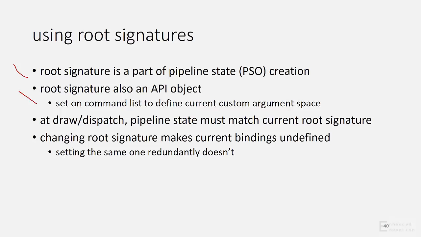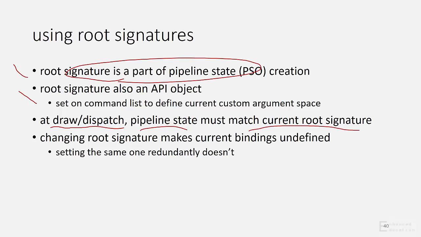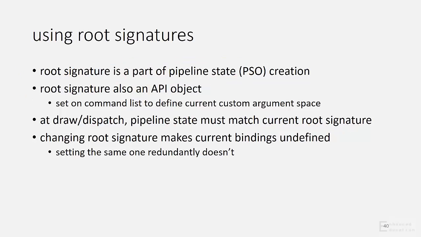So by the time you get to a draw or dispatch call, both the pipeline state, which has its own root signature, and the currently bound root signature at the API must match each other. Otherwise, results are undefined. When you change a root signature on a command list, it makes all the current root argument bindings undefined. One exception is if you set the same root signature over again, any previously set root arguments are still valid.